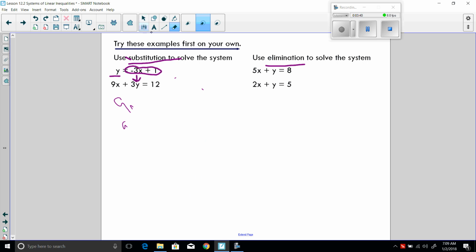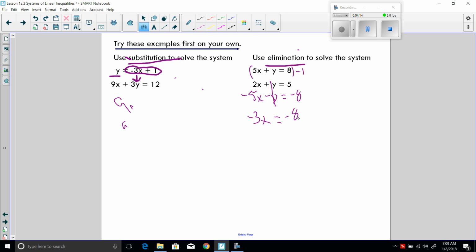Okay, so then, yeah, the elimination method. My x's, y's, and equal signs are all lined up here, so that's good. What I'm going to do is multiply the top equation by negative 1, because then I'll have my y's cancel out. So I'll have negative 5x minus y is equal to negative 8. And what happens? 2 minus 5 gives me negative 3x. My y's cancel out, and that's going to be equal to negative 8.